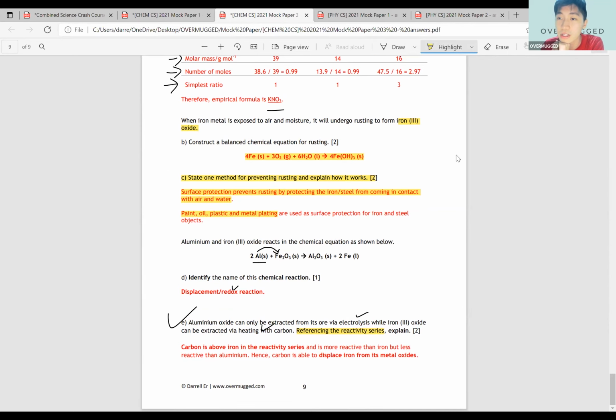No problem, Julia. Good question. Group two metals is really not an important thing to pay attention to, purely because in our syllabus, we are mainly focusing on group one, group seven, and group eight. So for group two metals, you just roughly need to know. Question five, MCQ. Let's take a look.